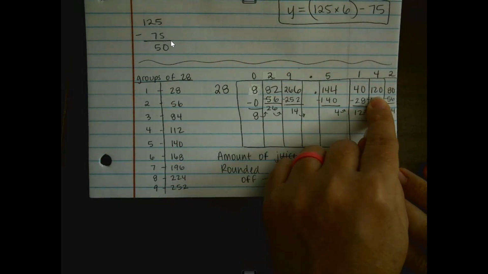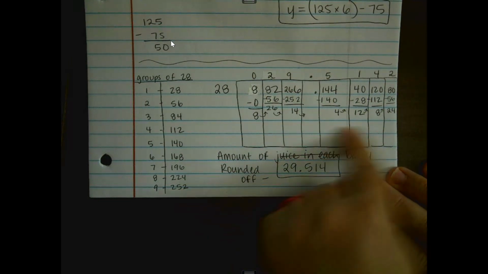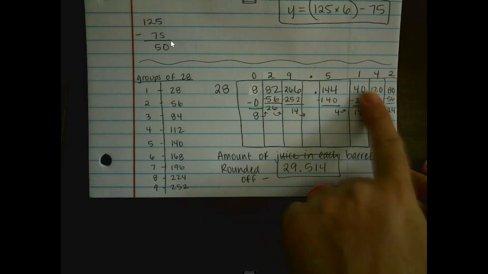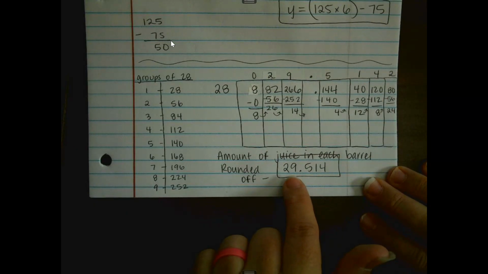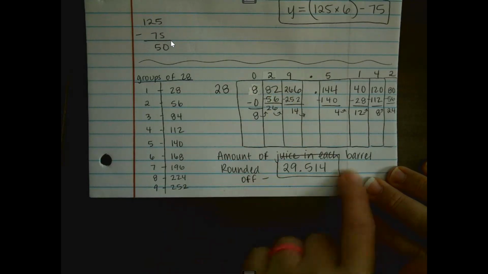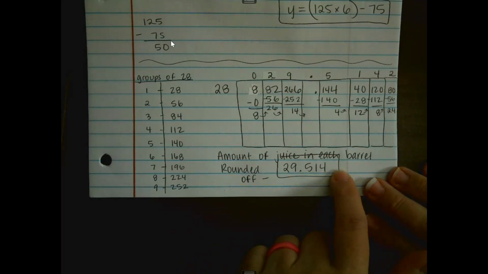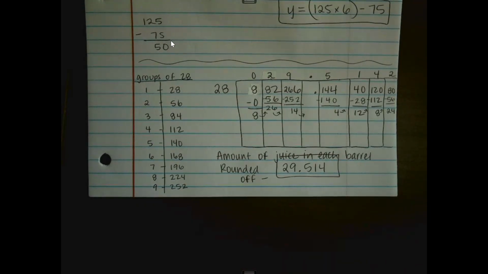up, I had to add another 0. Like when you use a calculator and there's a billion decimals that just keep going and going, eventually we have to cut it off. I ran out of space here, and I had plenty of decimals. So I just rounded it off, and I said the amount of juice in each barrel rounded off is 29.514. So once you get into that thousandths place, just go ahead and round it off if your number just keeps going on and on forever.